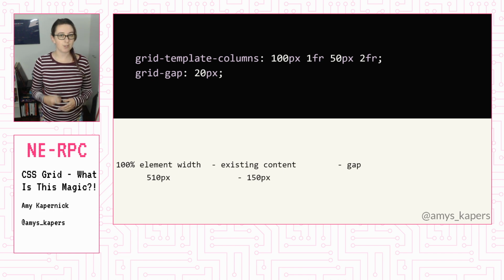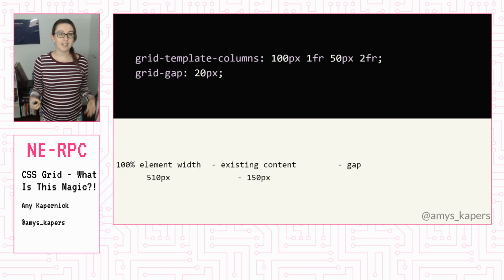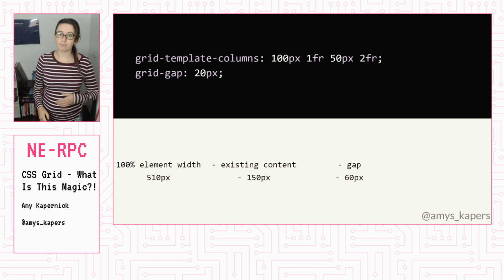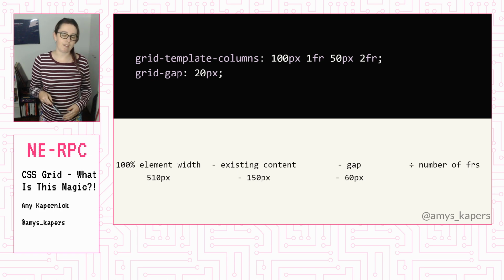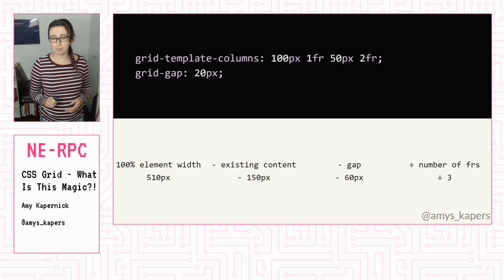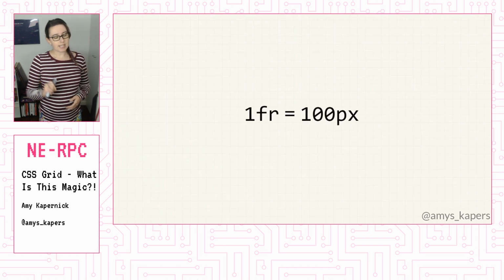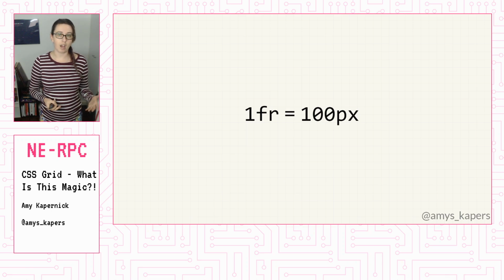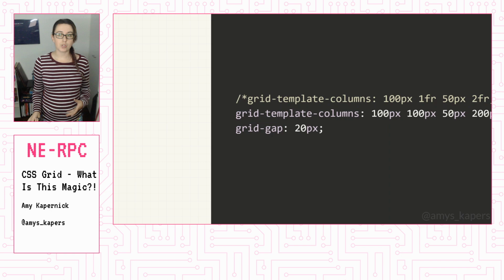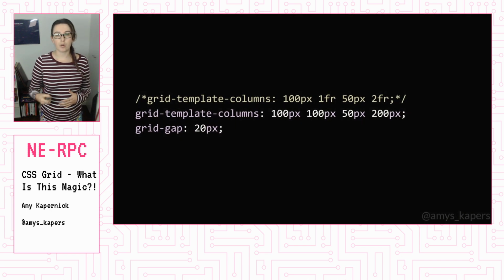Now remember, in Flexbox we used to use margin for this, which got really difficult because it would put a margin on either side. Grid knows that we only want one gap between each column, so 20 pixels times 3 gaps is 60 pixels. It then divides it by the number of FRs we've got in our grid. So here we have 1FR and 2FR, so divides it by 3. Anyone able to do the math for that? In this particular layout, at this side, 1FR would be equal to 100 pixels. So grid template columns would become 100 pixels, 100 pixels, 50 pixels, 200 pixels.